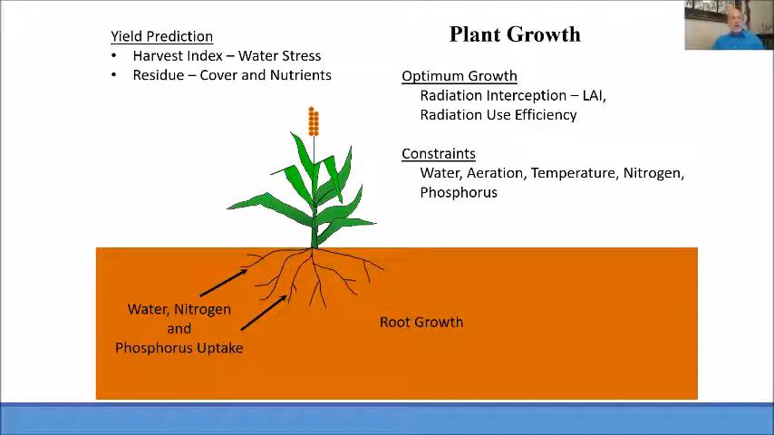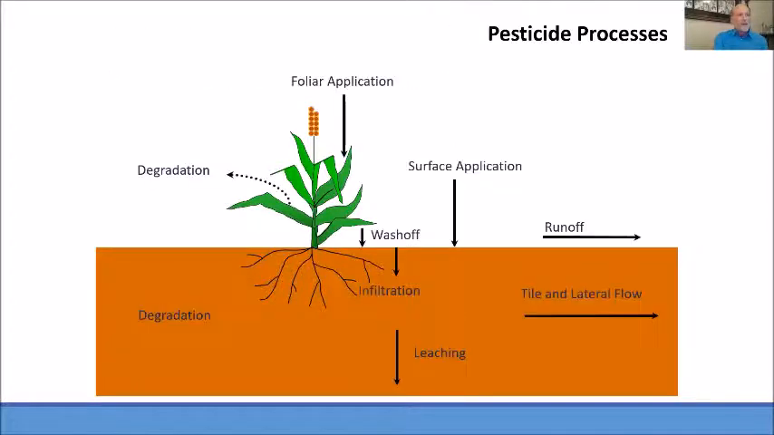The plant growth is EPIC, based on the old EPIC model. On a daily basis, we estimate potential growth, and we have constraints for water, aeration, temperature, N and P. I've done a lot of updating recently on the aeration stresses, and I'm at the point where we feel pretty good about that. Pesticide processes are still GLEAMS.